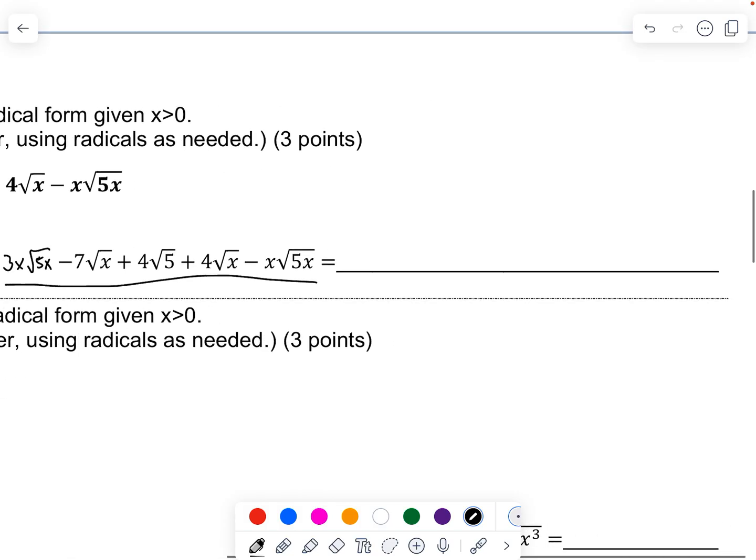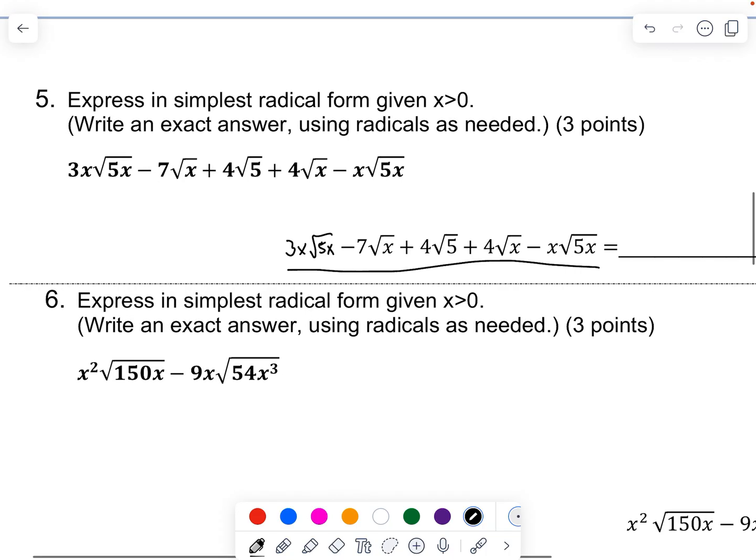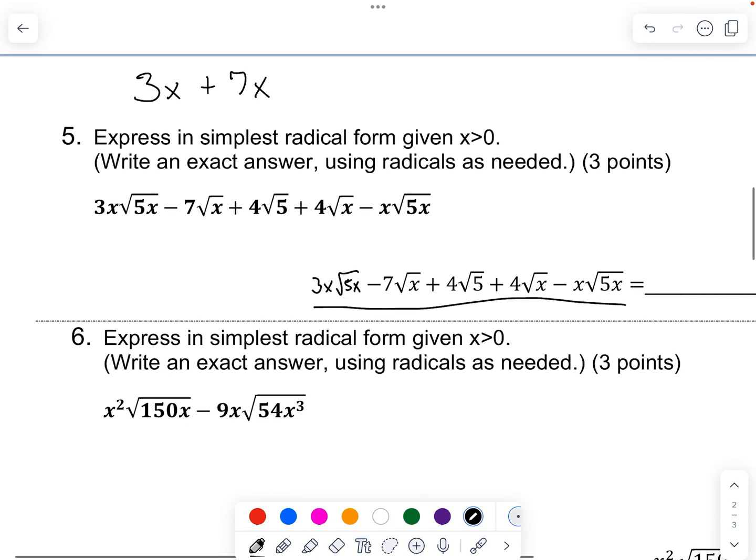But the blank is where I'm putting my final answer. Okay, so this is combining like terms, right? Like we know 3x plus 7x. I can do that, right? Those are like terms. 3x plus 7x, of course, is 10x.